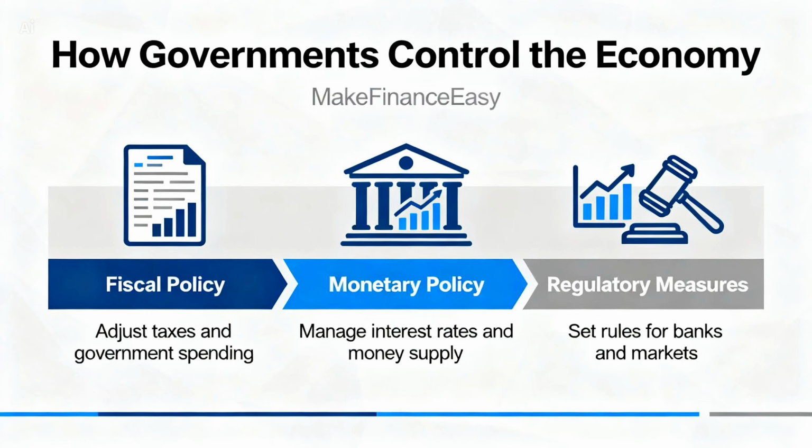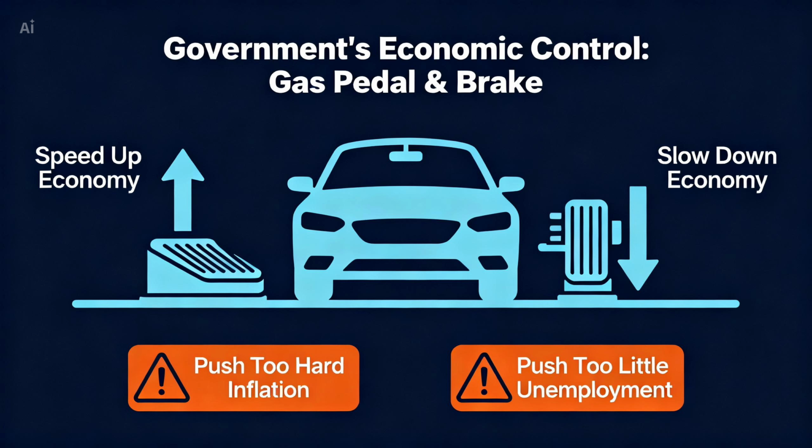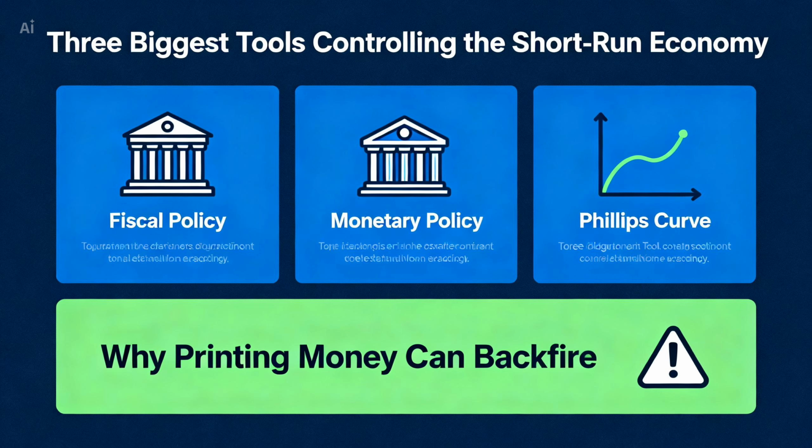Everybody always says how the government controls the economy. What if I told you the government can speed up the economy or slow it down, almost like pressing a gas pedal? But here's the catch. Push too hard and you get inflation. But if you stop, you get unemployment. Today, we're breaking down the three biggest tools that control the short run economy: fiscal policy, monetary policy, the Phillips curve, and why printing money can backfire.